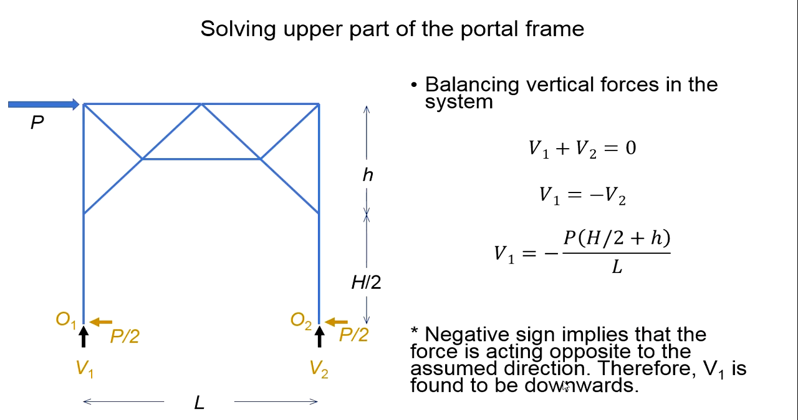Now, for the whole structure, if we balance all the vertical forces, we can see there are only two vertical forces, V1 and V2, so V1 plus V2 must be 0. In this way we find V1 is the negative of V2, and by this point we have found all the external forces in this substructure.